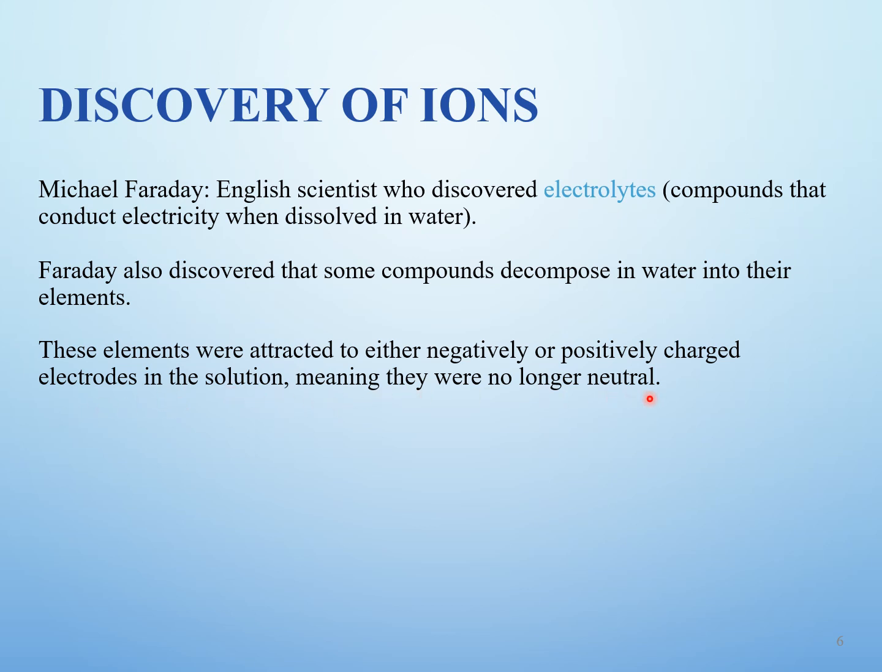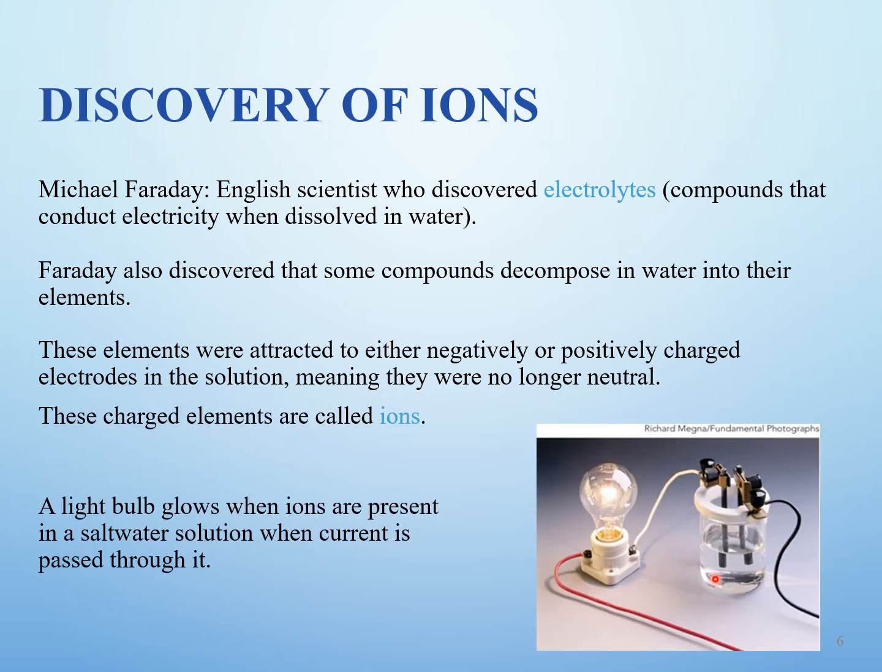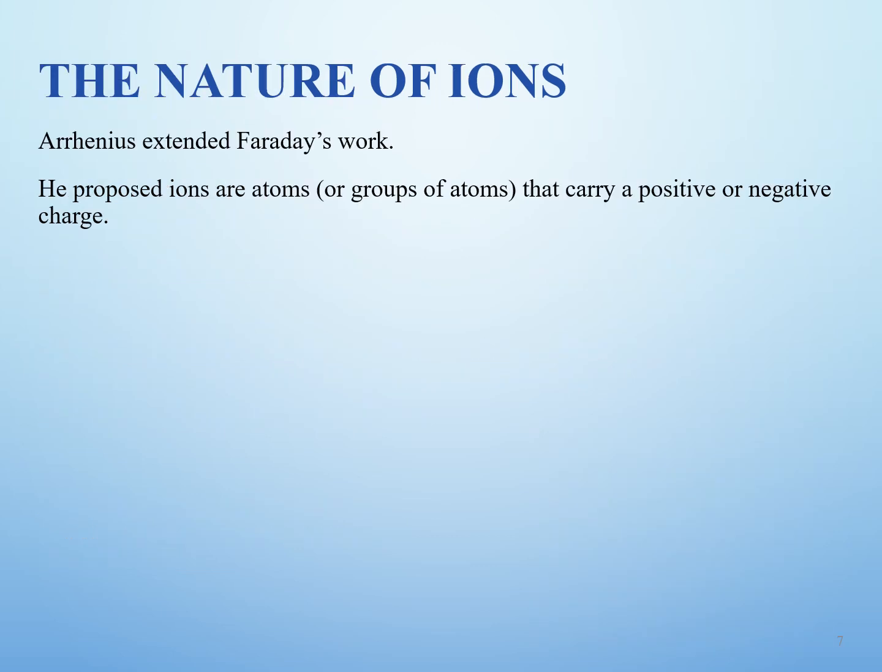So they weren't neutral. Let's see a picture here. You see how the light bulb goes on within the solution? It's because in the solution there are electrolytes that are positively or negatively charged. The positive ions will be attracted to the negative electrode, and the negative ions will be attracted to the positive electrode. These things, the electrolytes, we call ions. It says here that a light bulb glows when ions are present in a saltwater solution when the current is passed through it.